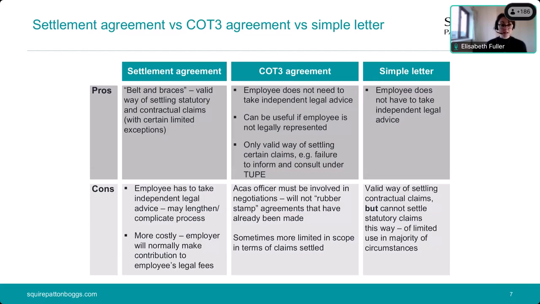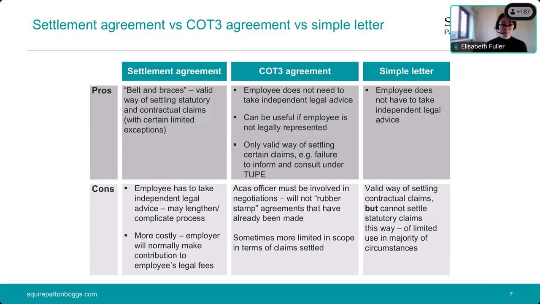COT3 agreements as well, it's also worth saying, are the only valid way to settle certain types of claims. For example, a collective claim for a failure to inform and consult under TUPE would be one of them. The main disadvantage of using a COT3 agreement is that an ACAS conciliation officer has to be involved in the negotiation of the settlement terms. So what I mean by that is it's not possible for an employer and an employee to use a COT3 agreement to record the terms of a settlement that they've reached between themselves.